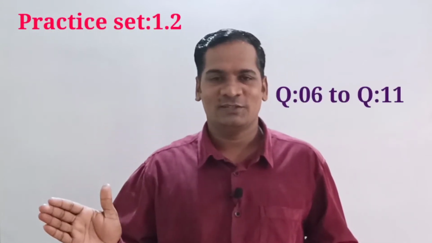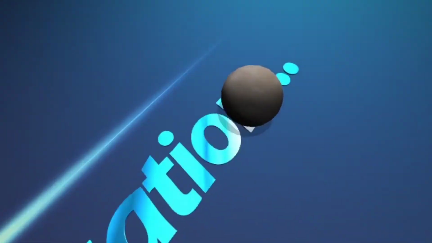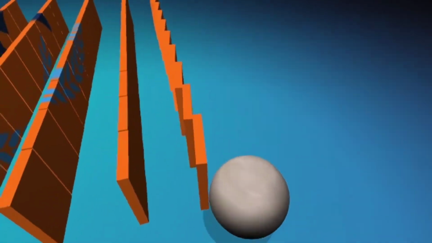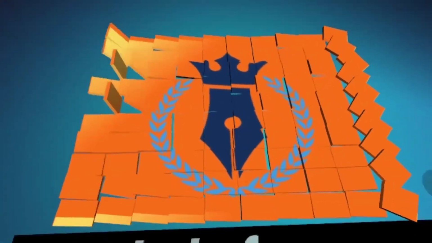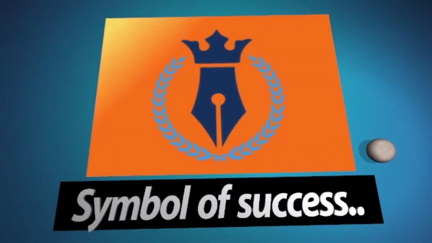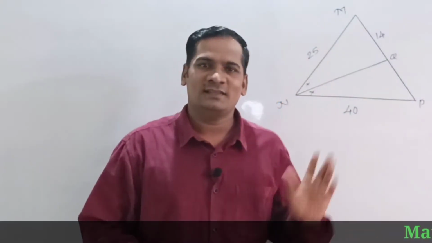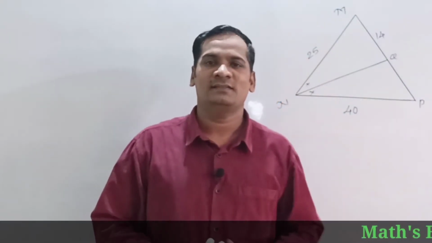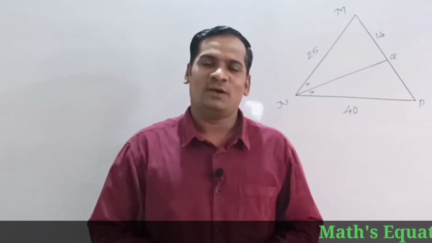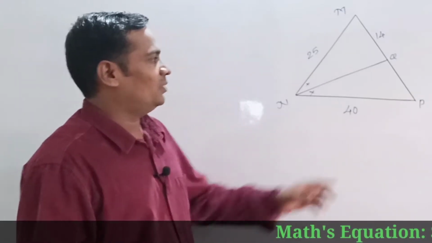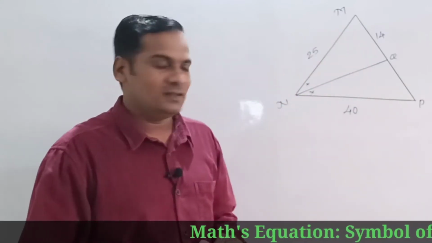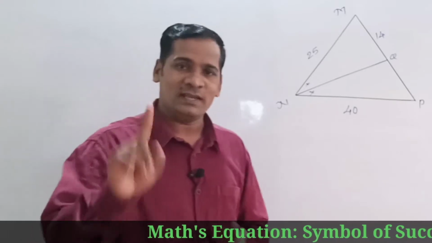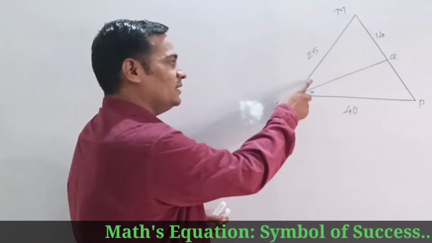Geometry. So let's start. This is the sixth example from practice set number 1.2. Now the question is: find out QP by using the information given in the figure. Which information is given is very important. So look at this sign over here.